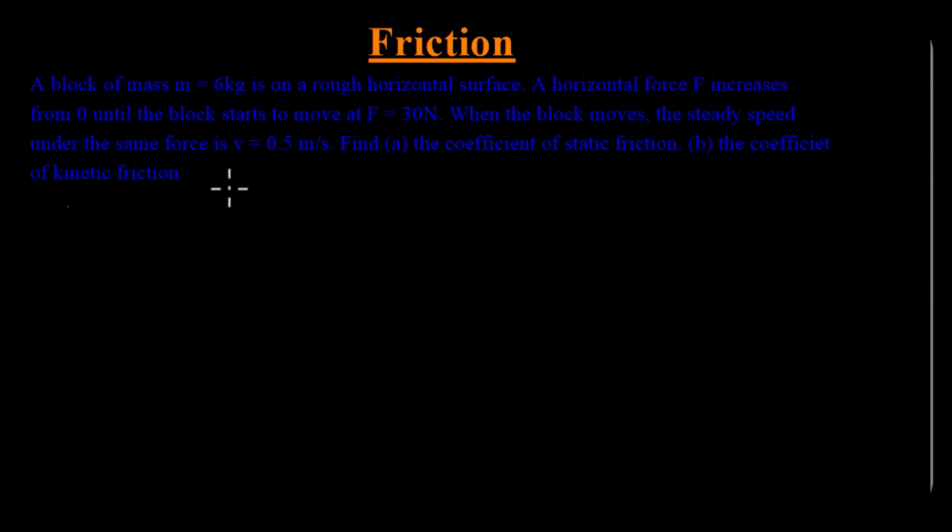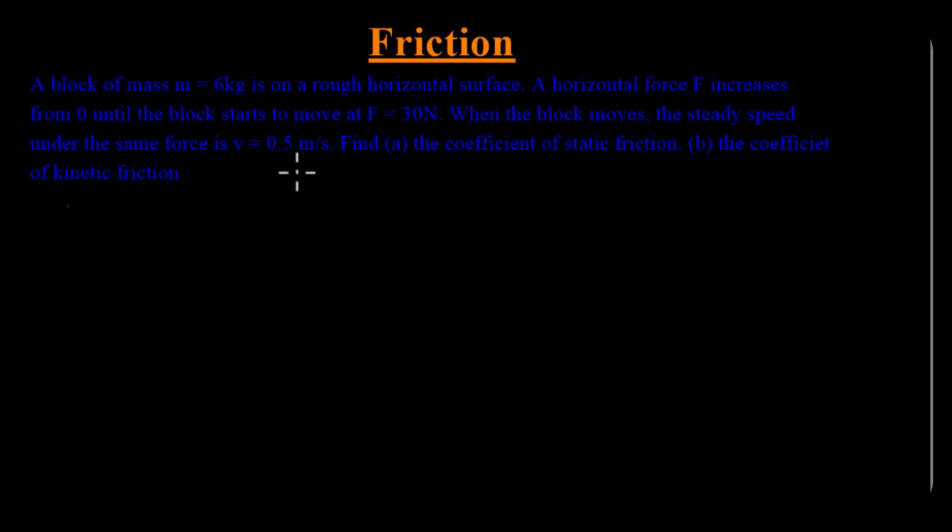All right, so for the next question, we are told a block of mass M equal to 6 kg is on a rough horizontal surface. The horizontal force F increases from 0 until the block starts to move at F equal to 30 newtons. When the block moves, the steady speed under the same force is V equal to 0.5 meters per second. I have to find the coefficient of static friction and also the coefficient of dynamic friction.